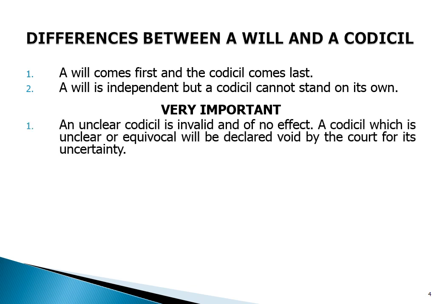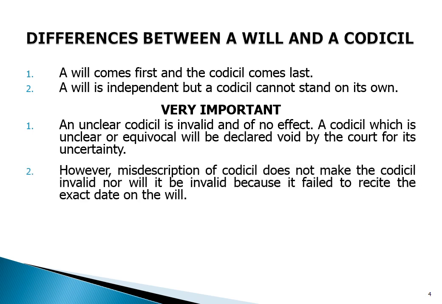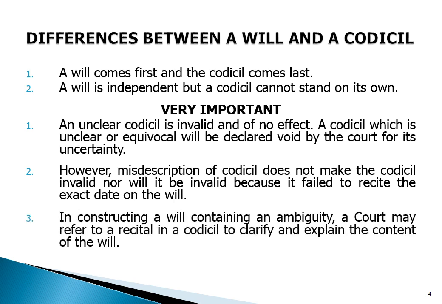Very important. 1. An unclear codicil is invalid and of no effect. A codicil which is unclear or equivocal will be declared void by the court for its uncertainty. 2. However, misdescription of a codicil does not make the codicil invalid, nor will it be invalid because it failed to recite the exact date on the will. 3. In construing a will containing an ambiguity, a court may refer to a recital in a codicil to clarify and explain the content of the will.